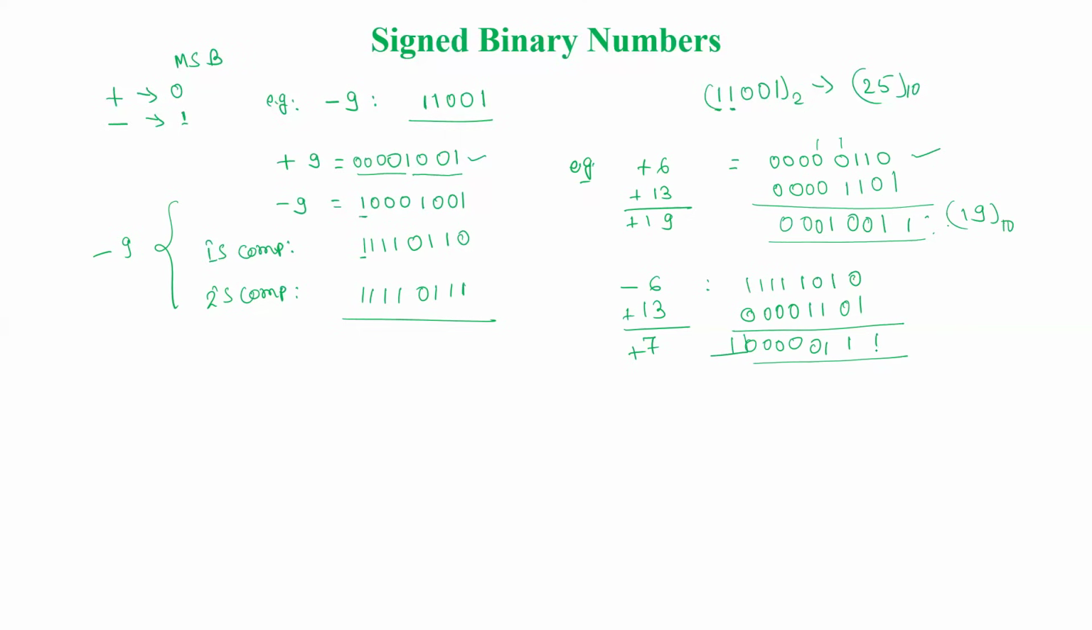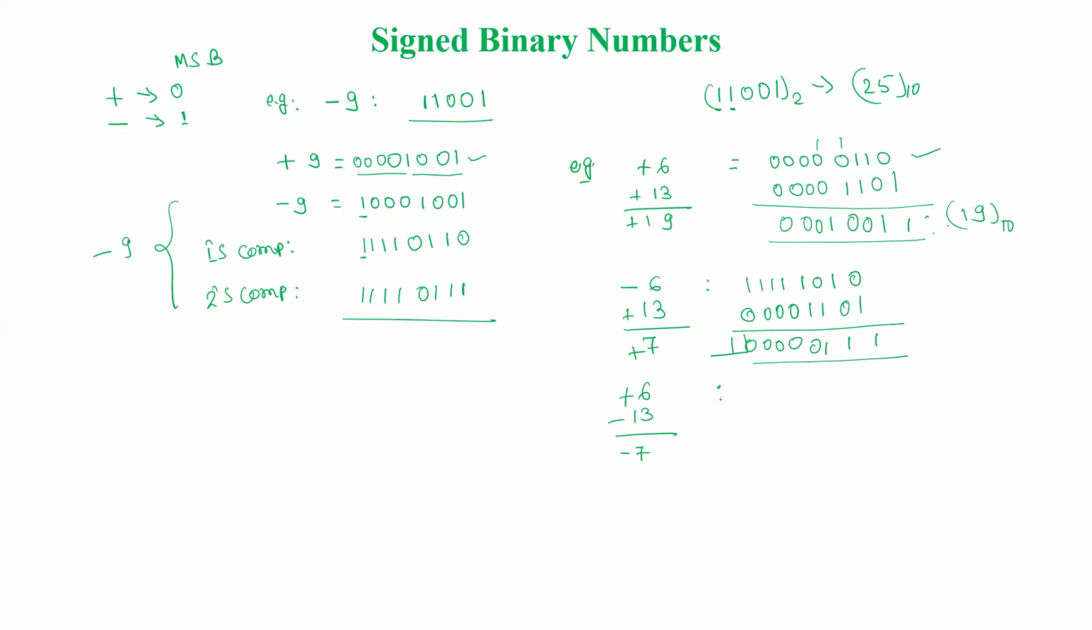Similarly, if two numbers are negative, again we have to take the 2's complement of both numbers, then we add the numbers. Okay. So in this situation, we have minus 6 plus 13, which we can do in this way. If you have, suppose, plus 6 minus 13, then what is the answer? The answer is minus 7.